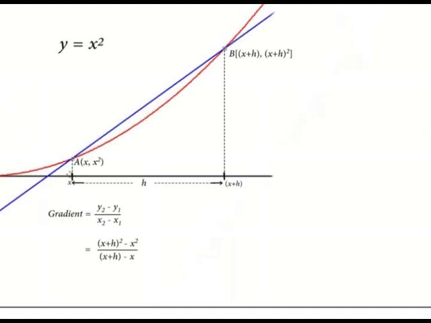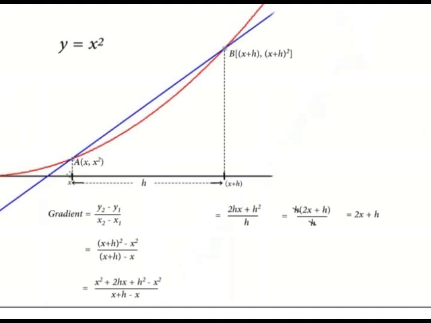If we expand the numerator, we shall have x squared plus 2hx plus h squared minus x squared over x plus h minus x. In the numerator, x squared minus x squared will give us 0. In the denominator, x minus x is 0. So we remain with 2hx plus h squared over h. We factorize h in the numerator, and we shall have h into (2x plus h) over h, and the h will cancel out, and we get 2x plus h.